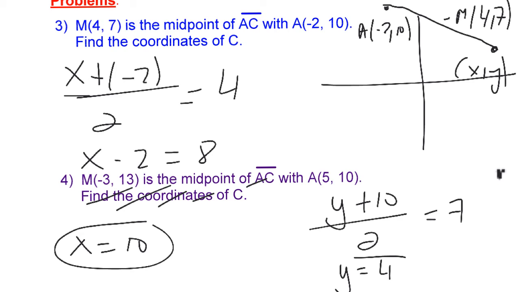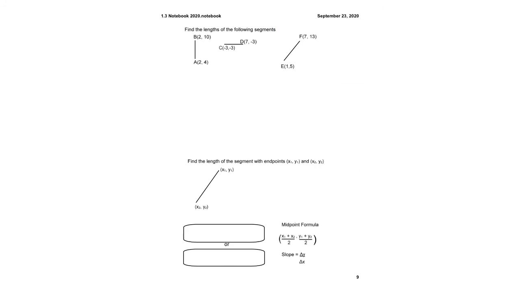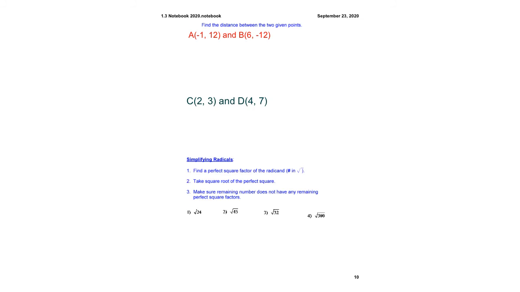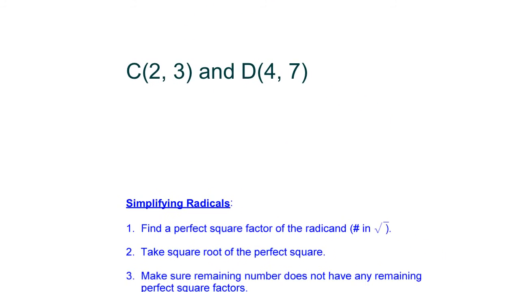So the location of point C would be 10, 4. Okay? And we'll have to do with distance. Okay? So I will explain a question with the distance between C and D.